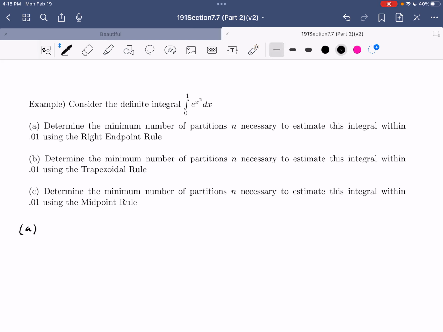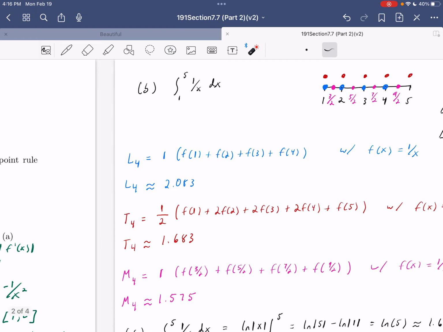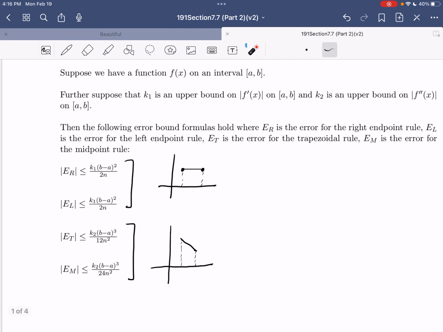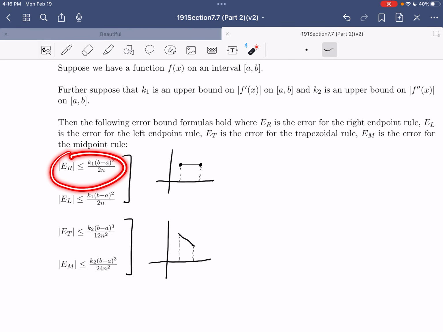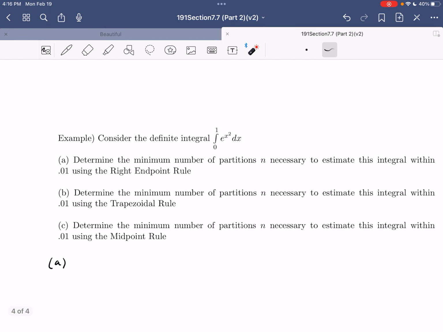In part A, we're going to be working with the right endpoint rule. So if we go back, we can grab the right endpoint rule formula. Remember, it's the same as the left endpoint rule formula. It's that K1 (b minus a) squared over 2n.